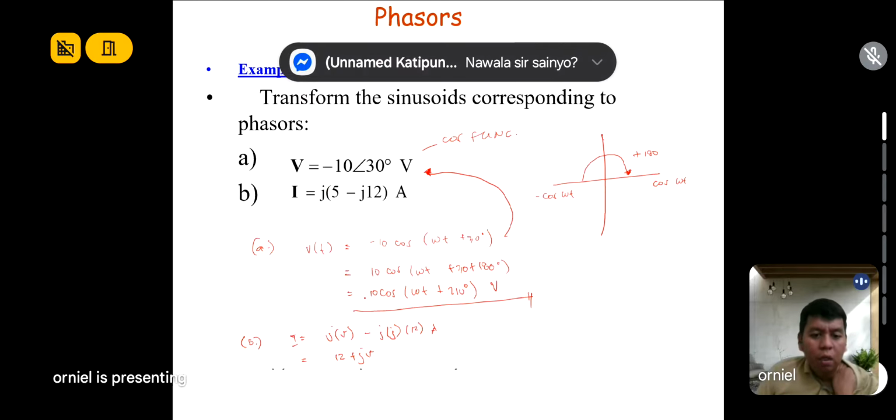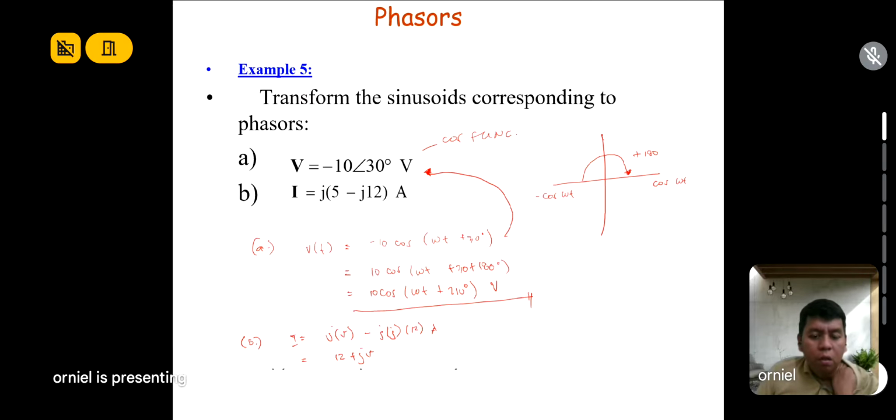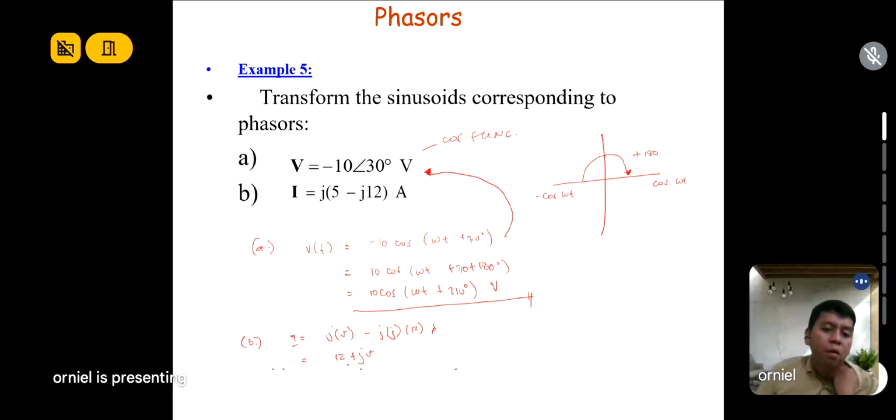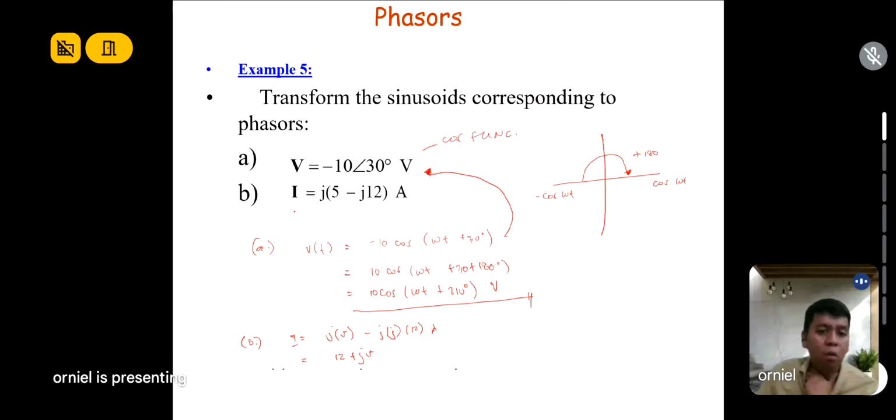Negative 1, sorry. So J times J, that's negative 1. So negative times negative 1, that's positive 1, times 12, that is 12. So we have 12 plus J5. Now, this is our rectangular form for this phasor current. Okay? Now, how do we convert this one into a time domain current?